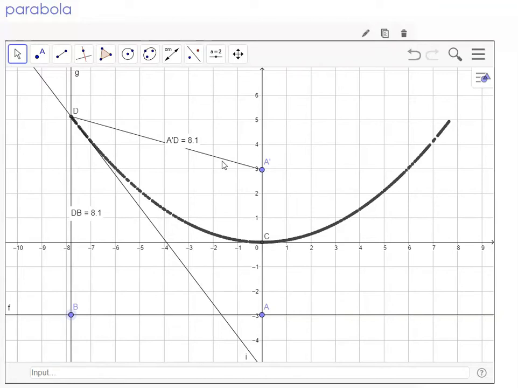That is what a parabola is in a geometric sense. For any point, P to F is the same as from P to D. PF equals PD.